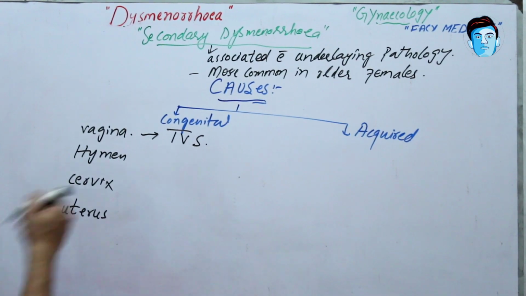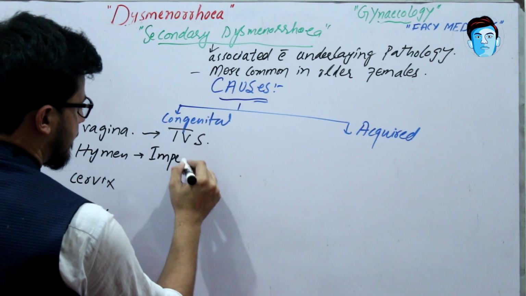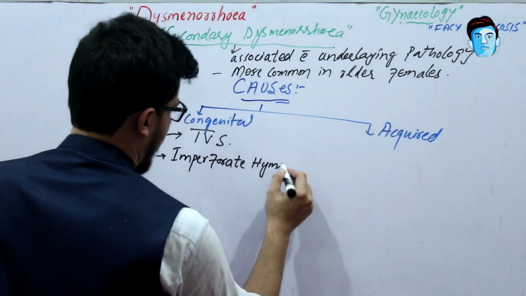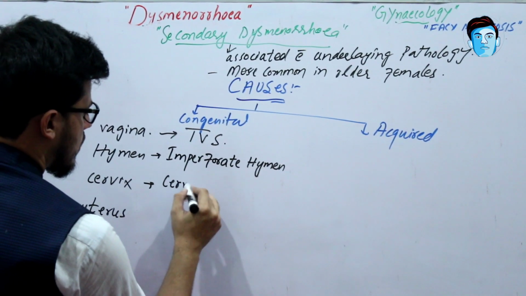So the condition called transverse vaginal septum is one of the causes of secondary dysmenorrhea. Now what is another cause of secondary dysmenorrhea? That is imperforate hymen. And in the cervix, there is cervical stenosis.